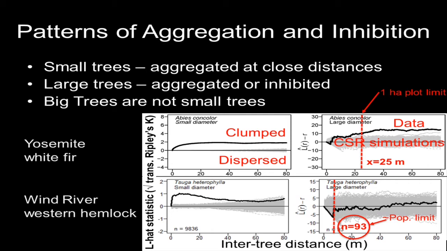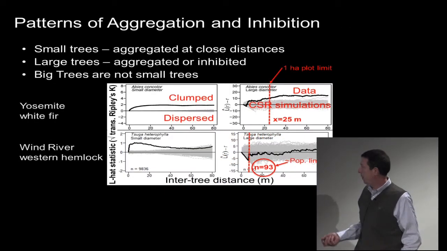And now on the right, if we look at the large diameter trees, those 1 meter in diameter and greater, we see that they're both clumped and dispersed, depending on how you look at it. So down in the lower area, we see a strong inhibition out to about 7 meters for large diameter western hemlock. But in contrast, here for white fir, we see strong evidence of clumping, even up to 40 meters. So the large trees are behaving differently from the small trees and not necessarily the same species to species.